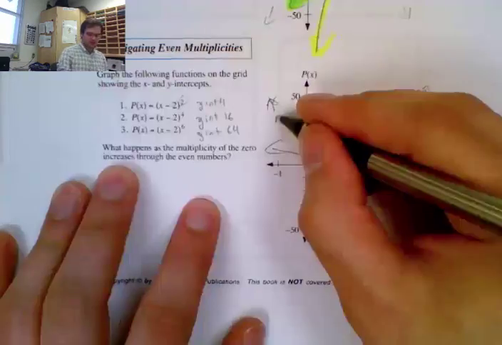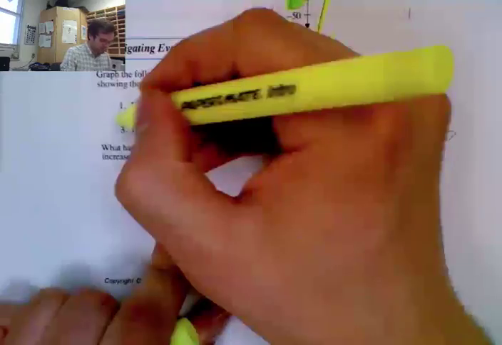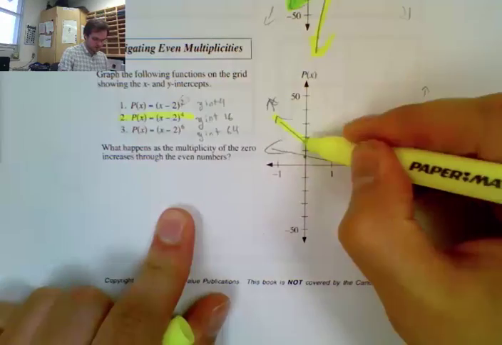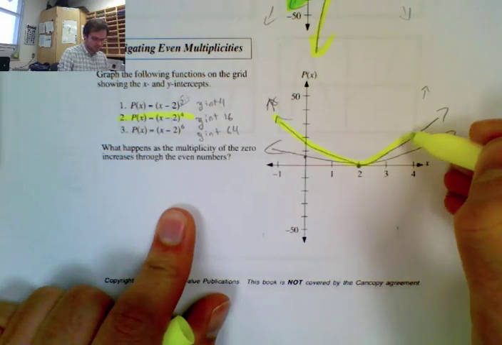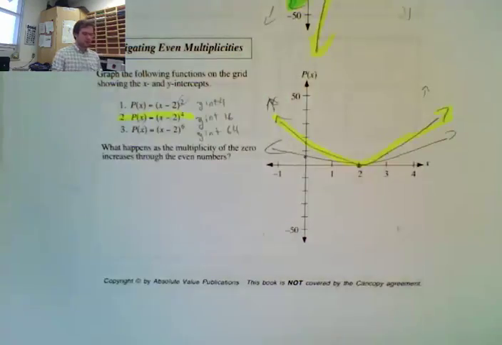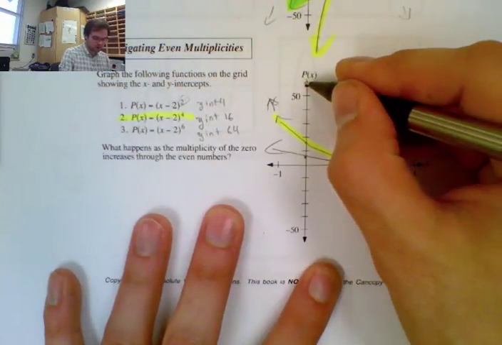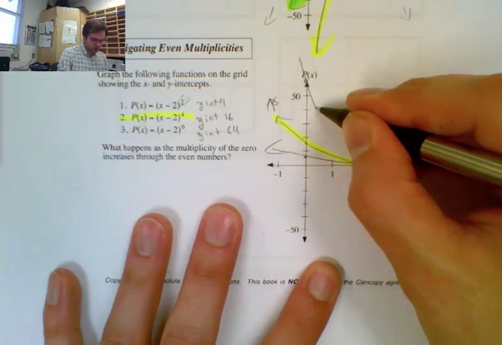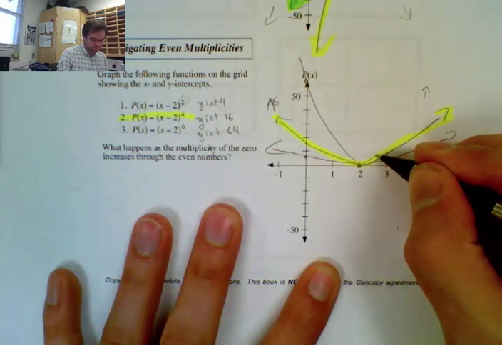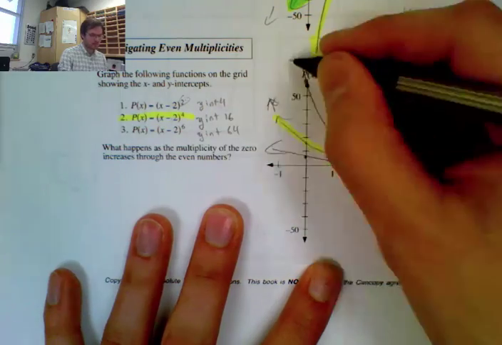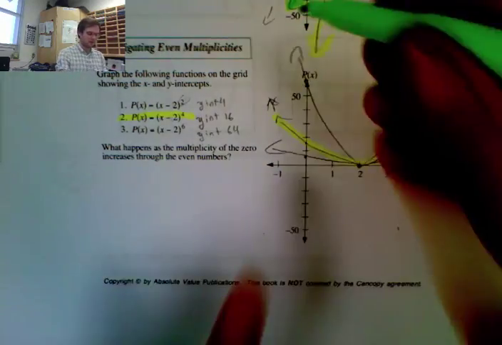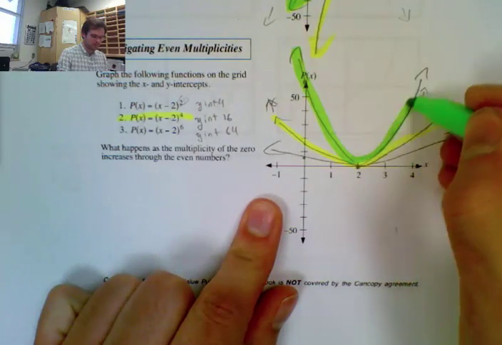And then I'm going to do that one in yellow, maybe, so you can see the difference. Okay, and then I'm going to look at my last one, which is 64, so that's going to be somewhere up here. And this one's going to look something like this. And that is my last one.